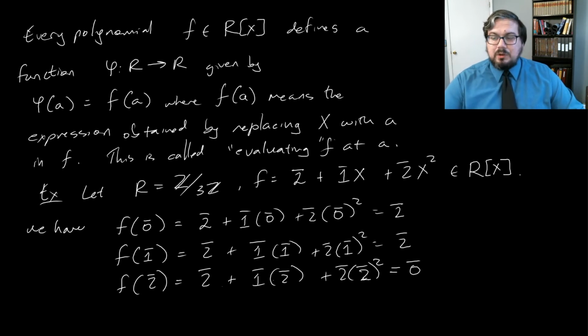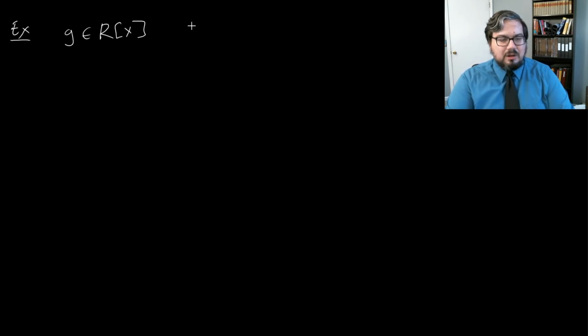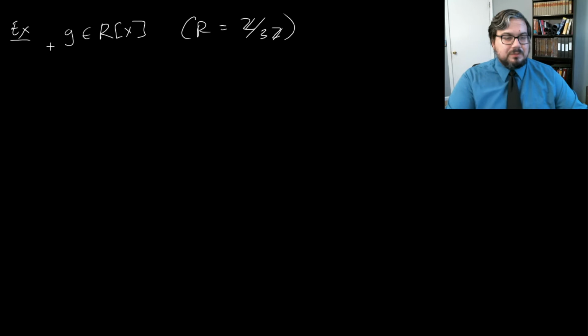Okay, so the function phi that we describe here that goes from a ring to itself is very different than the polynomial f. So for another example, let's let g be in the polynomial ring R[x], with R being the same ring from before. Let's let g be the polynomial x cubed minus x.